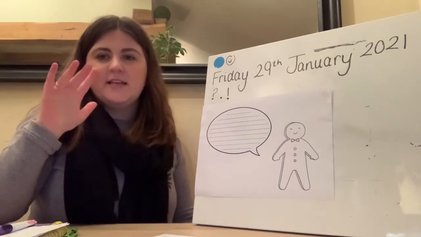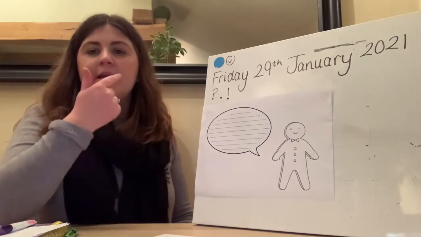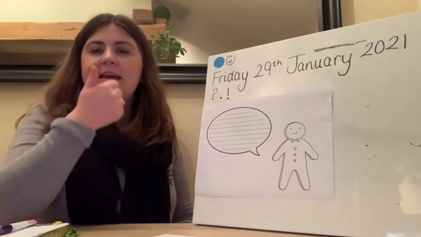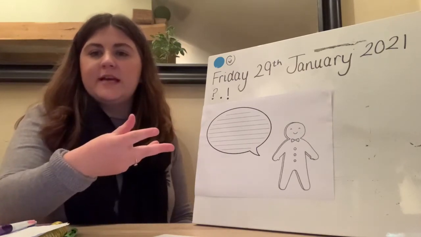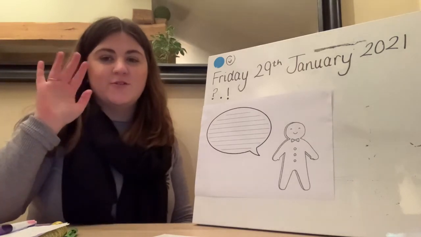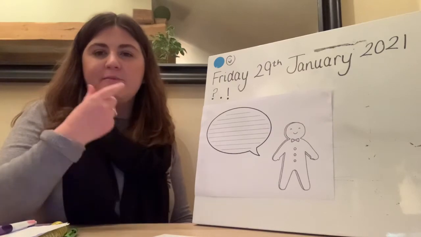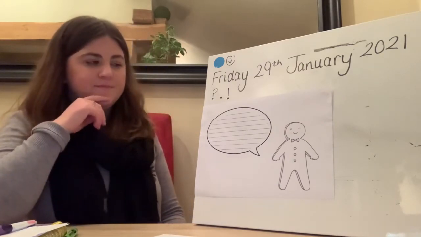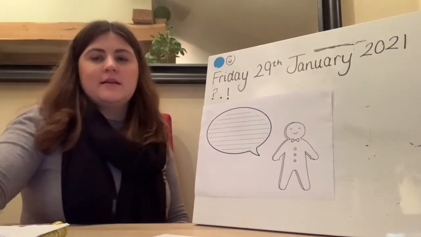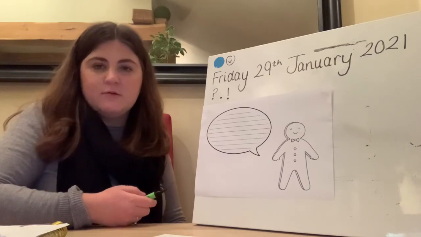Now I have said my sentence out loud. My next thing is to say it on my fingers. Ready? Yippee, I am free. Let's do it again. Yippee, I am free. Now remember guys, it's really important to say your sentence and do it on your fingers. Do it one more time. Yippee, I am free. Okay. Now remember, we're going to use our phonics to sound this out today.